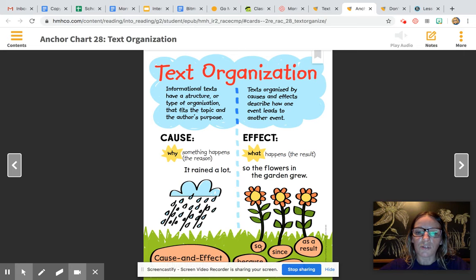Cause and effect clue words are because, so, since, as a result. Those are words that you'll be using when you talk about cause and effect. You can say, because it rained, the flowers grew. Okay? So we use sentences like that when we talk about text organization when we're dealing with cause and effect. All right, so we're going to think about what we hear during the story, things that happen or plants do because of something else.